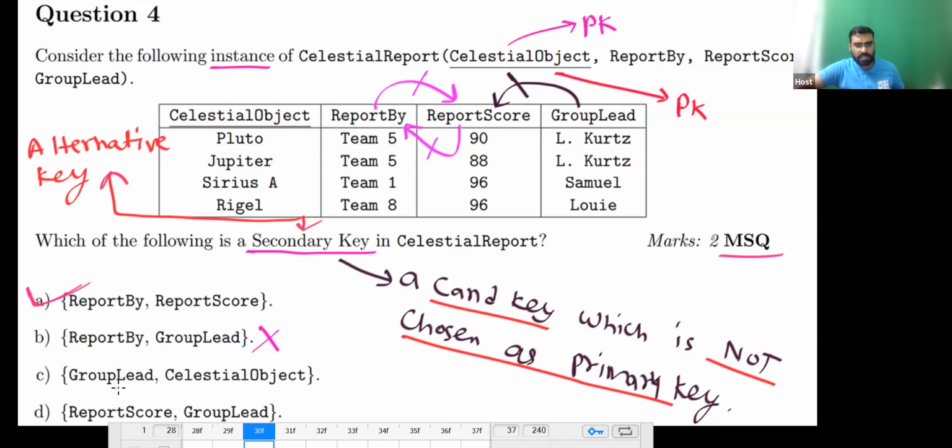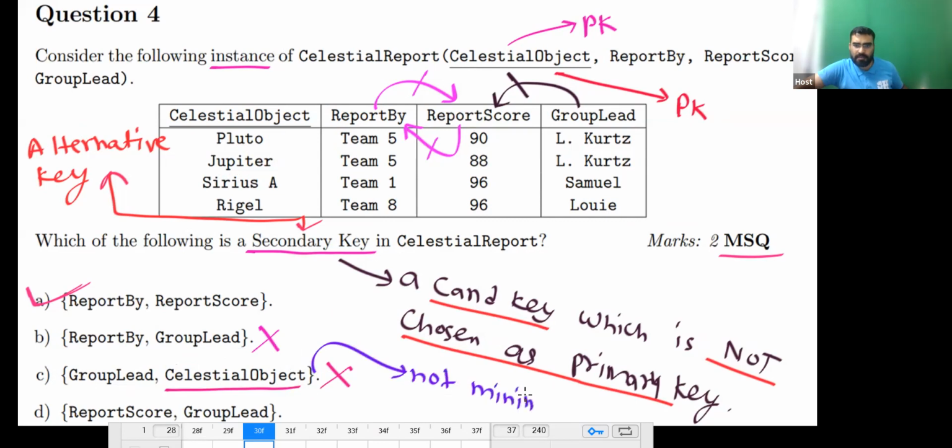Okay. What about this group lead comma this? This is also not a candidate key because already this is a candidate key. Already it is given that this is a candidate key. So definitely this cannot be a candidate key because already this attribute is a candidate key. So this is not minimal.